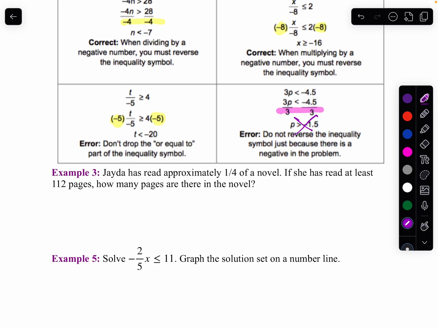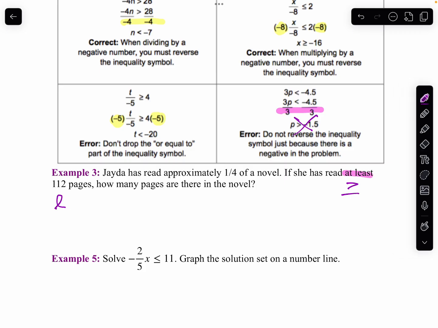Let's take a look at Jada. She's read approximately 1/4 of a novel. She's read at least 112 pages. What does at least mean? At least means greater than or equal to. So in other words, I'm going to let P be the number of pages in the novel.